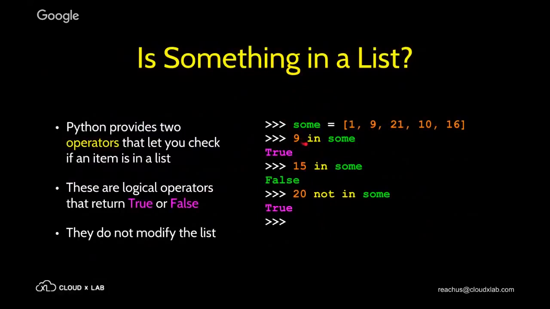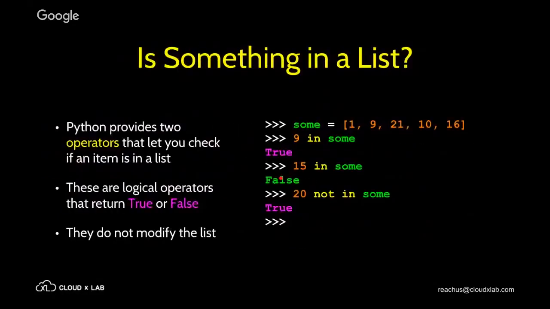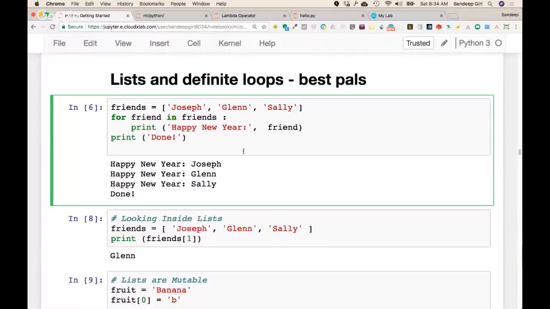Also, we can check if something is in the list or not by using, like here, 9 in sum. So it'll give us true. If we say 15 in sum, it'll give us false. Okay, so we'll continue from here.